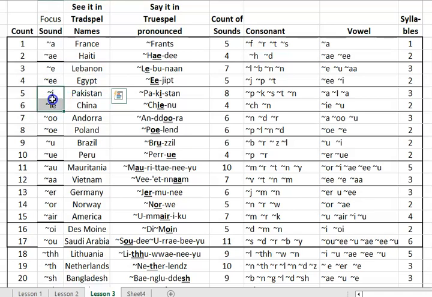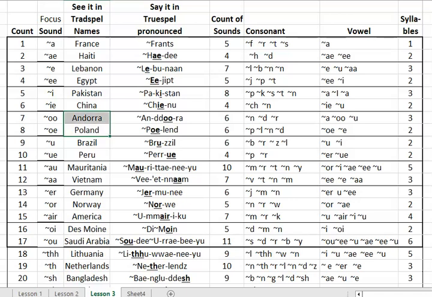Here's the short I and the long I in Pakistan and China. The default stressed syllable in Pakistan is the first syllable, and in China it is the first syllable too. Let's try this one, the short O and the long O.